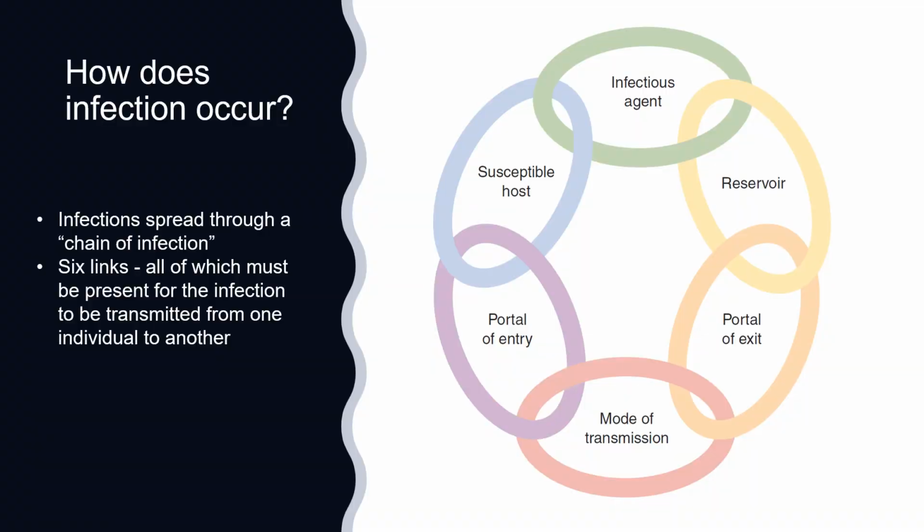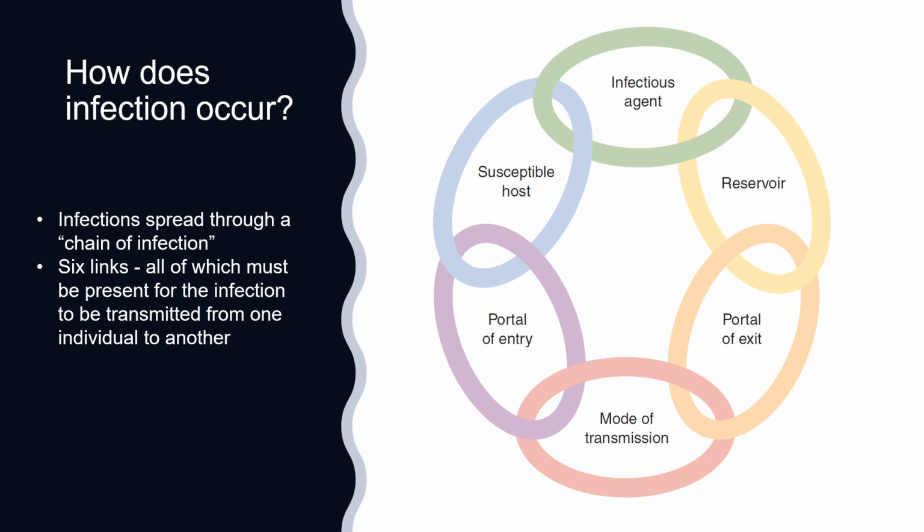Now let's talk about how an infection occurs. So a patient is sick with pneumonia. Well, how did that microorganism get inside the body? How did this even start? How can we prevent it? What could we have done, through education or interventions, to stop this from happening before the patient got sick? So we call this the 6 links of infection.